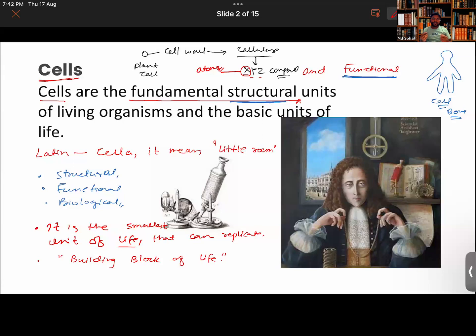Because if we were to look at a cell closely, it is also made up of different components, and if you were to take any particular component from the cell, that can also be divided into further things, and then eventually we come to atoms. So the atom is the smallest thing, but talking about life, it's the cell.